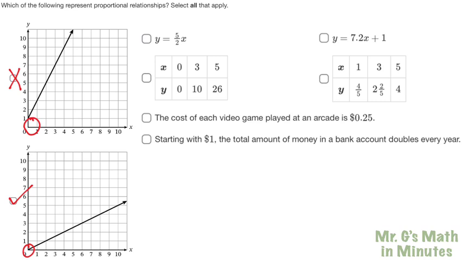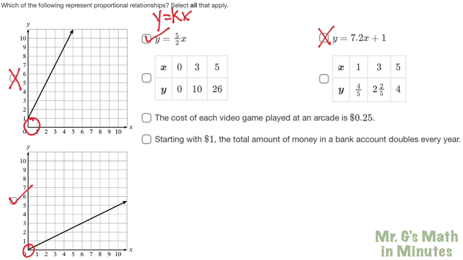Coming up and looking at our equations, anytime we talk about an equation, it is y is equal to kx. So y is equal to a constant times x. That's exactly what this one is. It's never y is equal to kx plus a number. So that is not going to give us a proportional relationship.